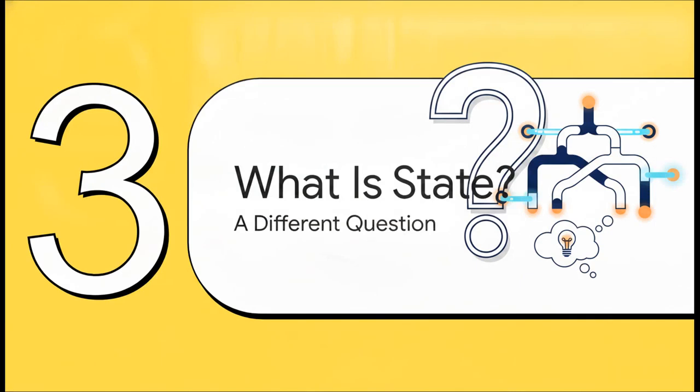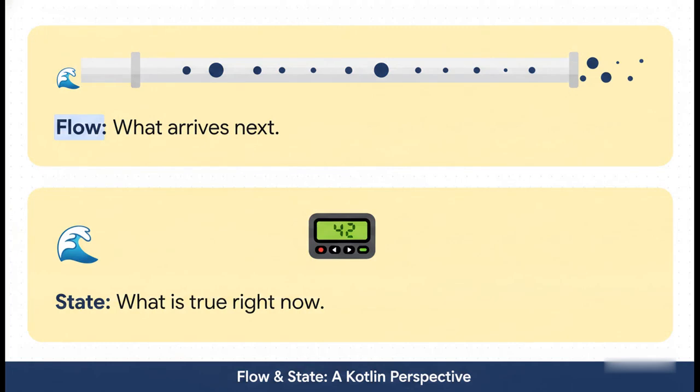Section 3. State. A different question. It's all about what's next versus what's now. Now, here is the pivot that's going to make this whole thing click for you. You have to understand that flow and state answer fundamentally different questions. Flow is always asking what arrives next. But state is asking what is true right now. State is always just one single snapshot, the absolute current version. When a user opens up your screen, they really don't care about the history of the data, right? They just need to see the current situation, immediately.